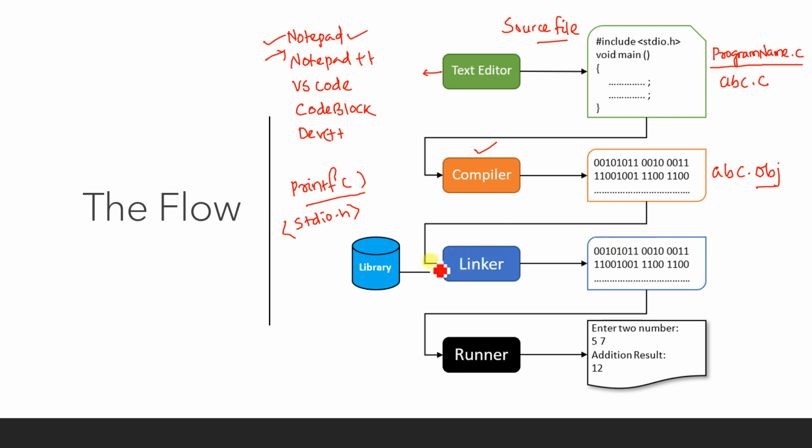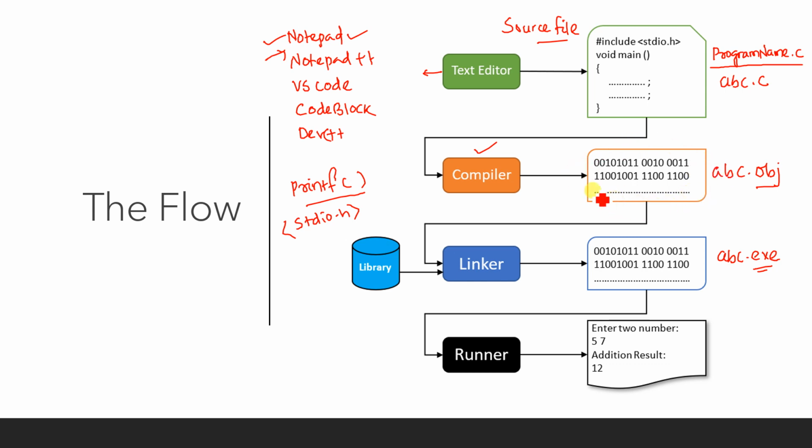When this library is linked to your obj code, it is converted into an abc.exe file. So exe stands for executable file. Now everything is done. First of all, you write the code using a text editor. Then you pass that code through a compiler. The compiler converts that source code to its object code. Object code is a machine level code.